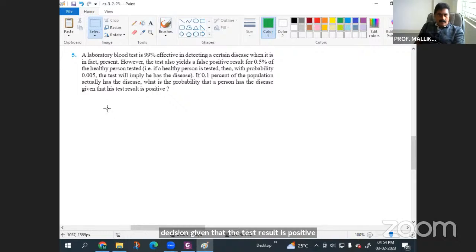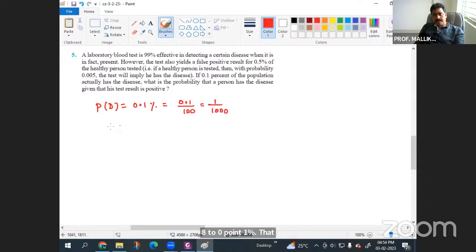Now, there are two types of people. The probability of disease is equal to 0.1%. That is 0.1 by 100, which equals 1 by 1000. Keep it as it is. For healthy people, they didn't say. What should I calculate now?